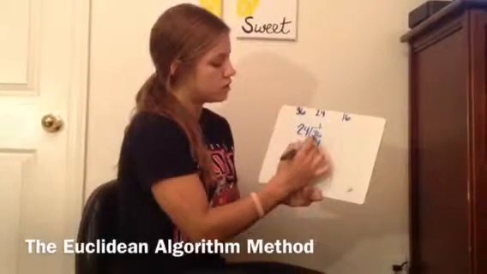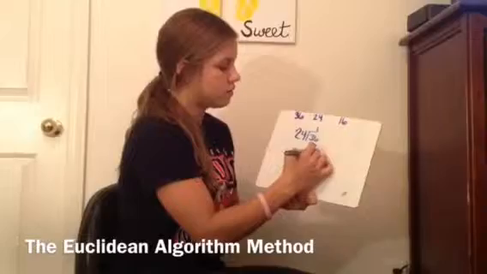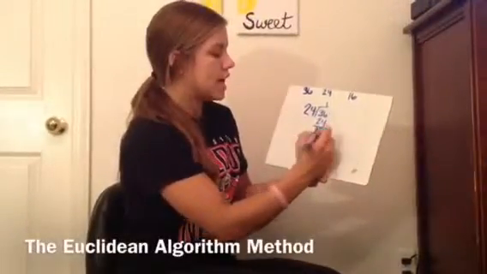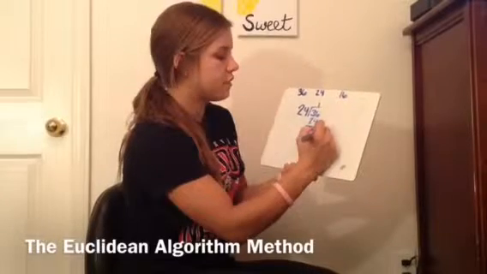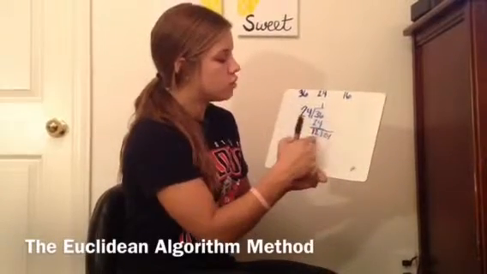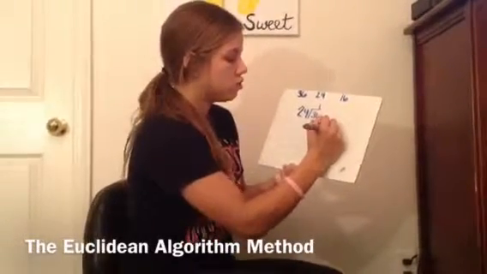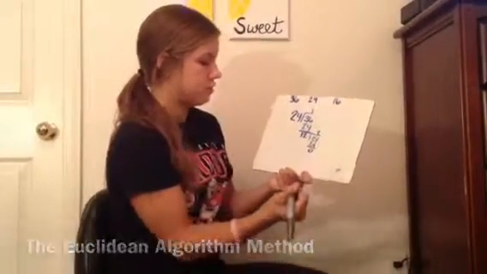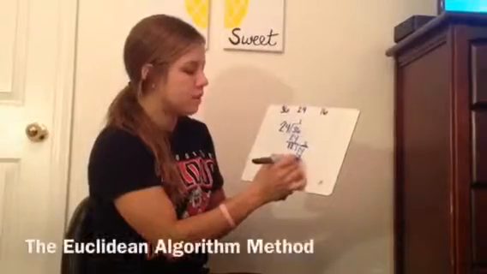6 minus 4, 6, 5, 4, 3, 2. 3 minus 2 is 1. So then you take 12 and you put that into 24, which is different from regular division. So 12 goes into 24 2 times. 12 times 2 is 24, and you're left with the remainder of 0. So you're left with the 0 as a remainder.